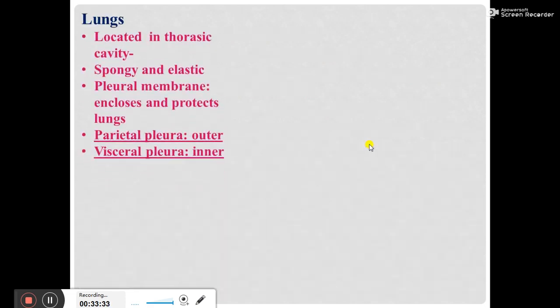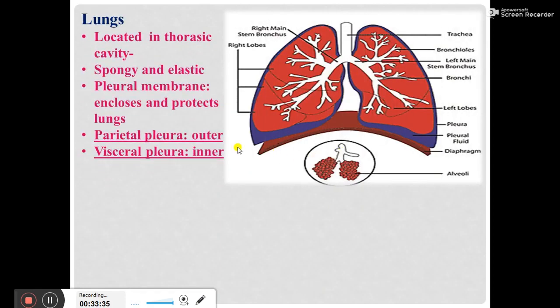Next is the lungs. The lungs are located in the thoracic cavity. The structures starting from the primary bronchus to the alveolus are all situated inside the lungs. So that is the main part. The lungs are spongy and elastic, so they show expansion and relaxation.